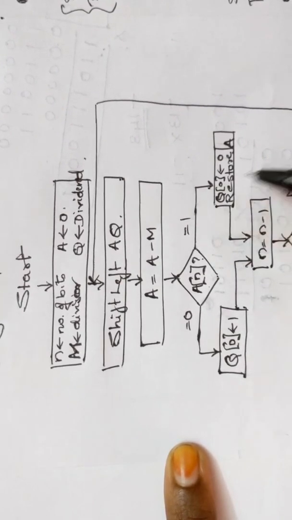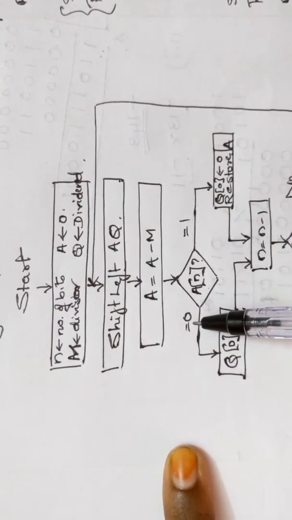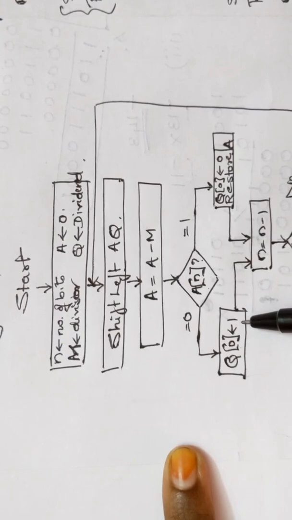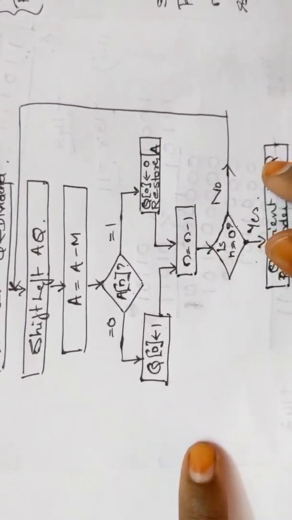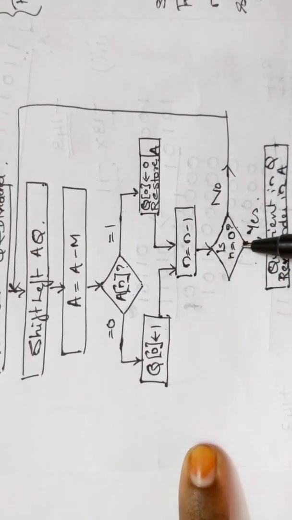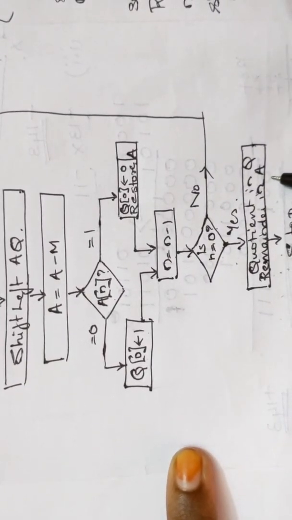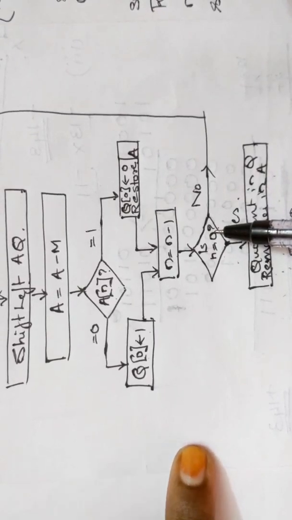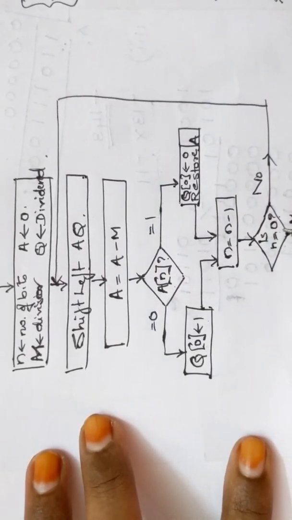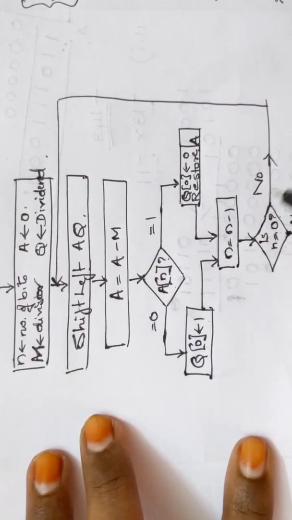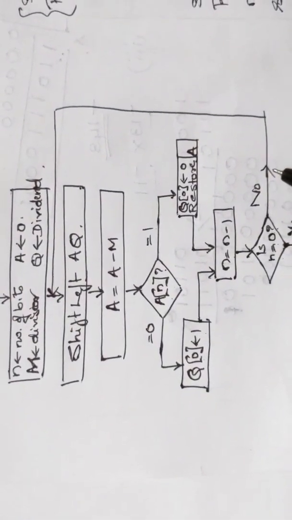If it is equal to 1, Q0 will be set to 0, restore the value of A. If it is equal to 0, Q0 bit will be set to 1, decrement the n value, n is equal to n minus 1, and you will be checking whether n is equal to 0. If it is equal to 0, then quotient will be in Q, remainder will be in A. If it is not equal to 0, perform the cycle repeatedly till the n value reaches 0. This is the flowchart to be followed while performing the division operation using restoring method.